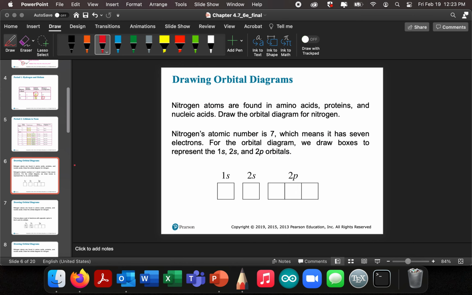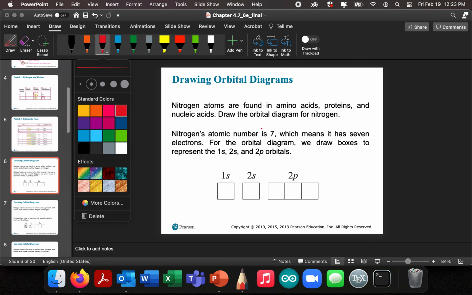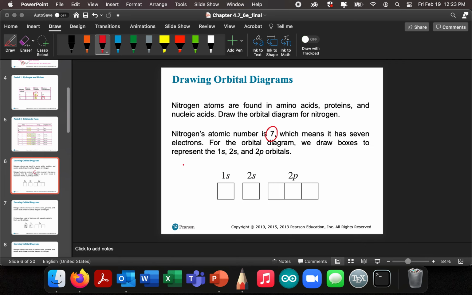Okay, so let's practice drawing orbital diagrams. Nitrogen atoms are found in amino acids, proteins, and nucleic acids. Draw the orbital diagram for nitrogen. I'm going to pause the video here and ask you to do it. I'm sorry, you're going to pause the video and do it, and then come back and compare your answer to mine.